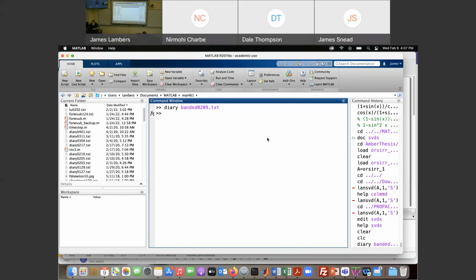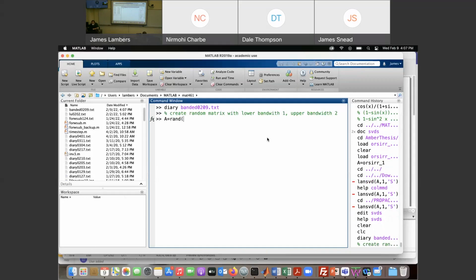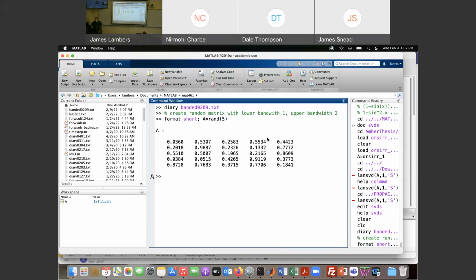All right. So what I'm going to do is create a random matrix with lower bandwidth 1, upper bandwidth 2. First, I'll just create a random 5 by 5 matrix. I'm actually going to make sure that I format short. I don't need to see all the decimal places.